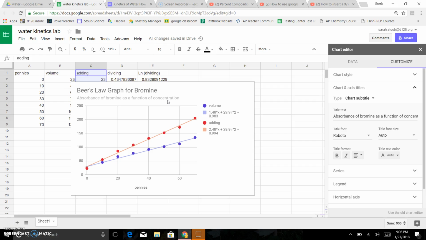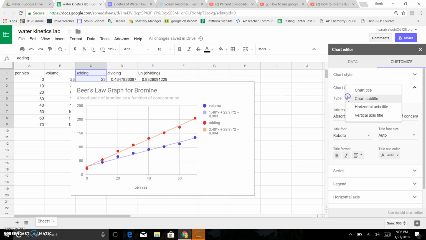Y is a function of X. That's a lot classier way of saying things instead of absorbance versus concentration. The versus word, I'm not a big fan of it. Can you do it? Sure. But I don't think it really tells you what's on Y and what's on X. Not as specific as a function of.